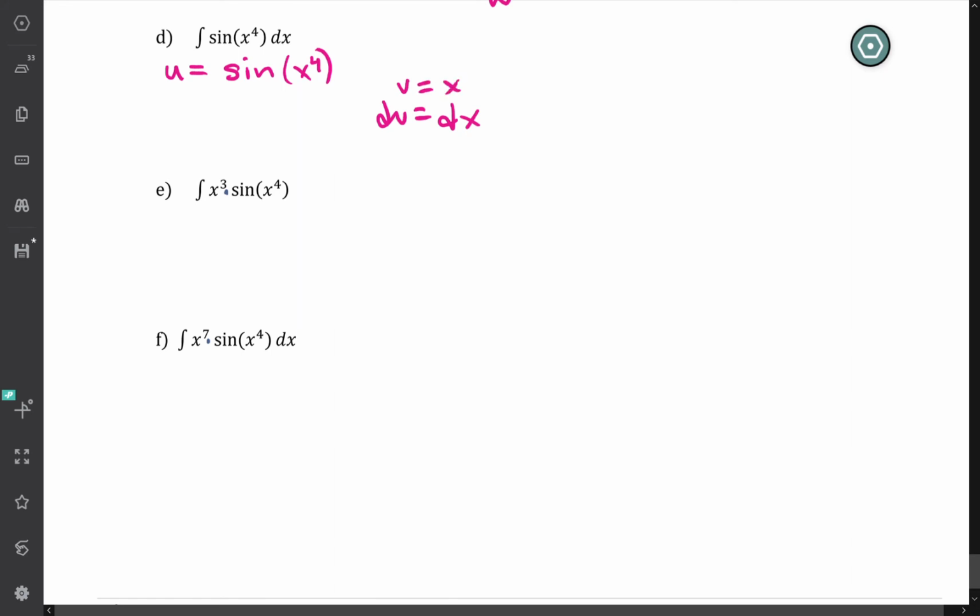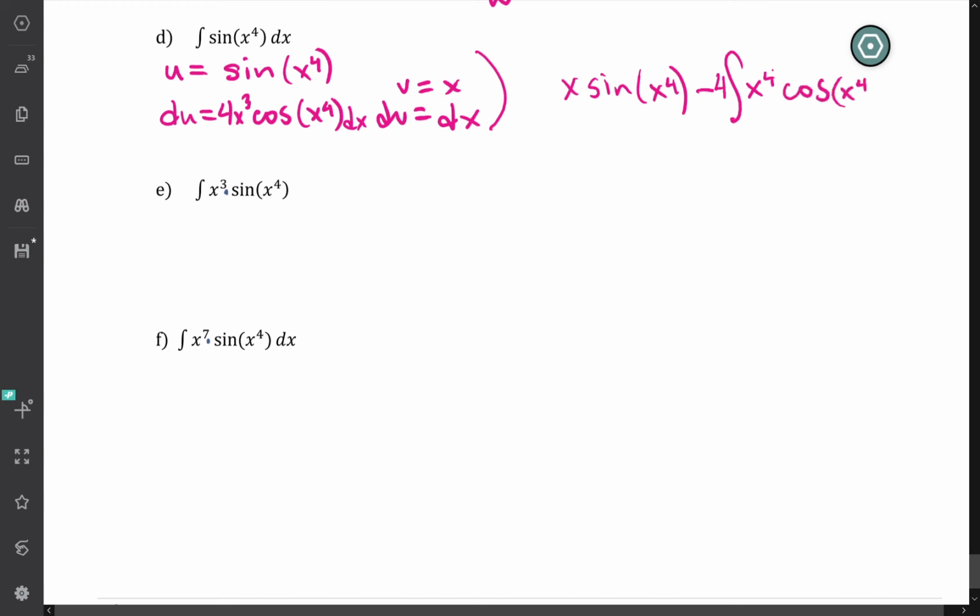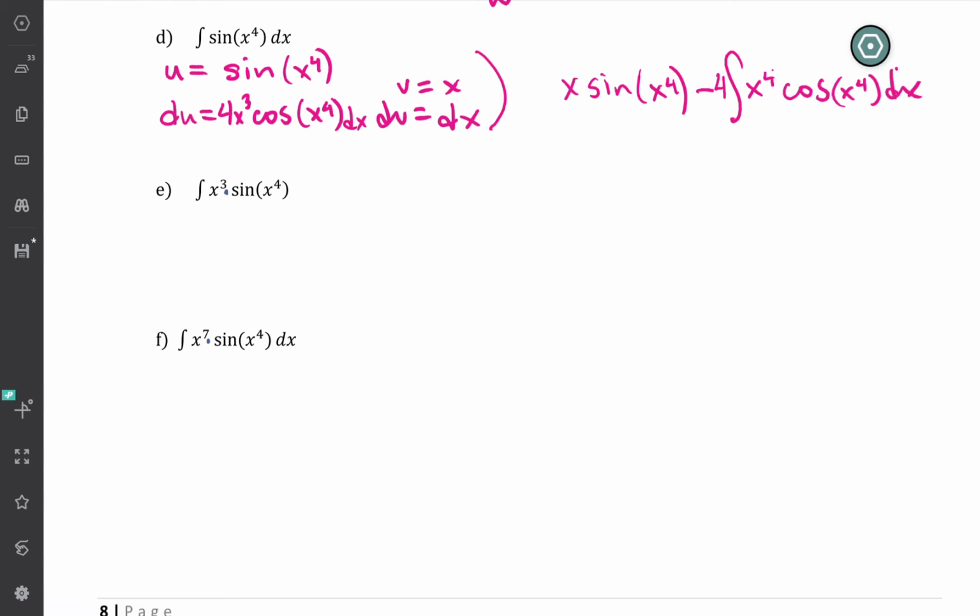Okay, so if I do this, derivative of sine, so I'm going to get cosine of x to the 4th, and then I'm going to multiply by a 4x cubed dx. Okay, let me check out what happens. So I get x sine x to the 4th minus the integral of, I'm going to move the 4 out in front, x to the 4 cosine x to the 4 dx. Well, that's not particularly nice, but it might be doable.